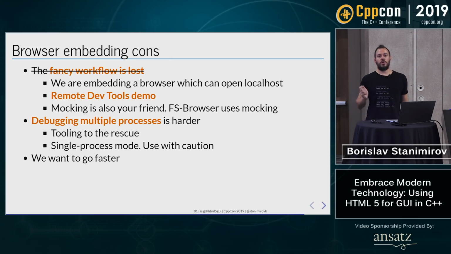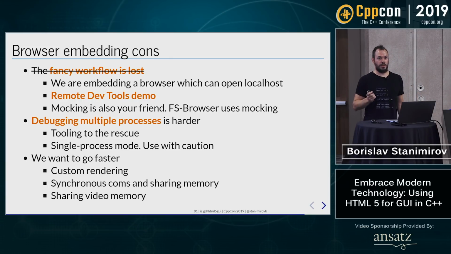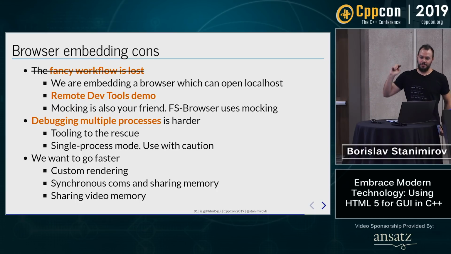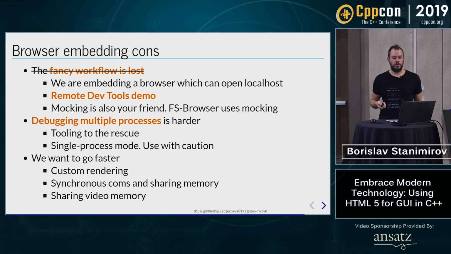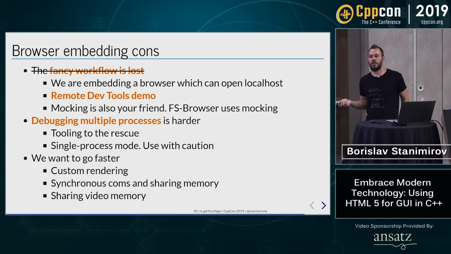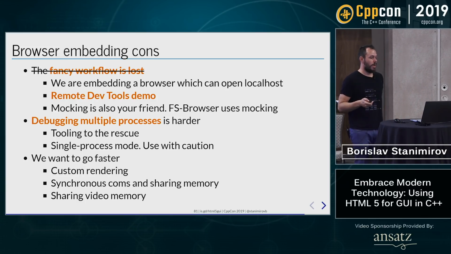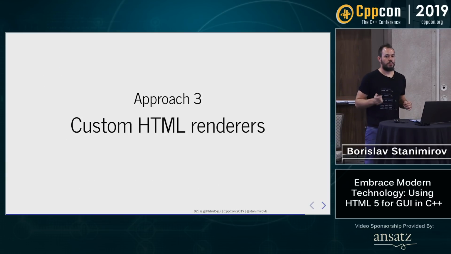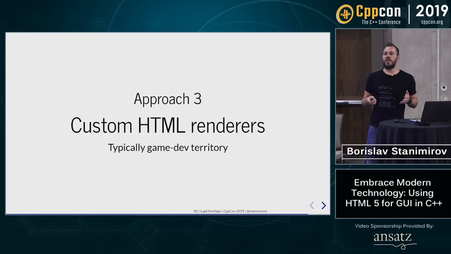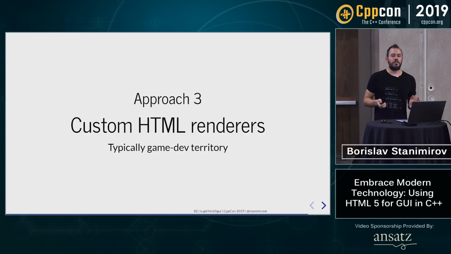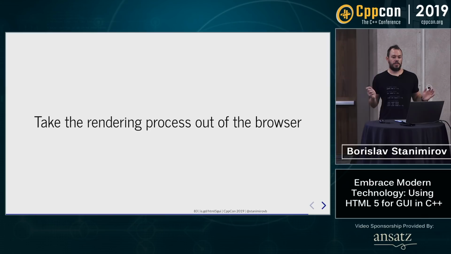Anyway, but what if we want to go faster? And I have to go faster because I'm out of time. We want to support custom rendering. We want to support synchronous communication between the application and the web page. And we also want to share video memory. And this is approach 3, and I'm going to be really brief with it because it's typically game dev territory, and it's really niche. Those are custom HTML renderers.